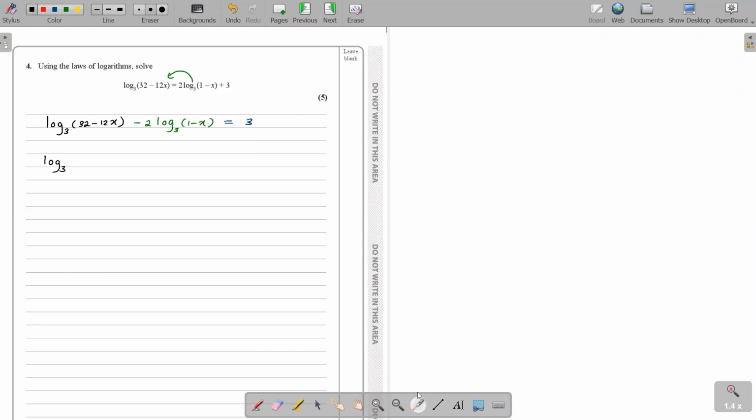By the way, now here we can see in between the logarithms there's a subtraction. But normally in between logarithms, when there's a subtraction, if you have log A minus log B, we can write it as a division under a single logarithm, right? However, you can see here outside we have a 2. So this 2, we cannot do the division while this 2 is outside. So I'll bring this 2 inside. What do we have here? Log base 3, 32 minus 12x minus log base 3, 1 minus x. What happens to the 2? I'll take it in as a power. Equals to 3.